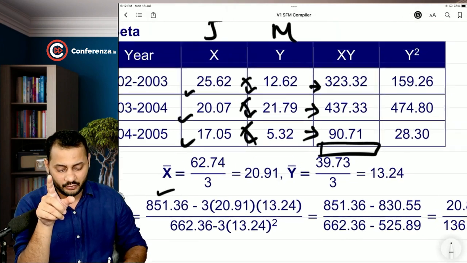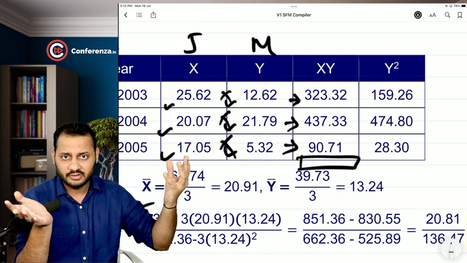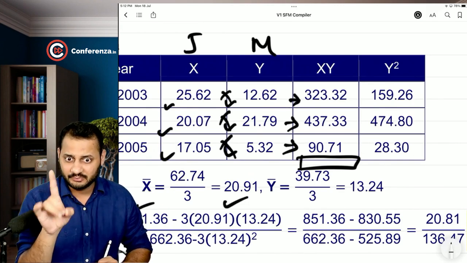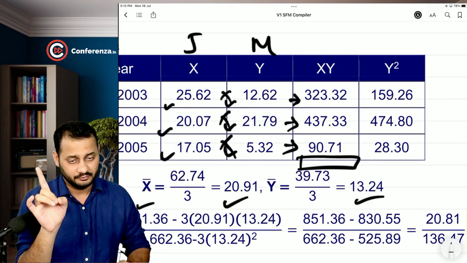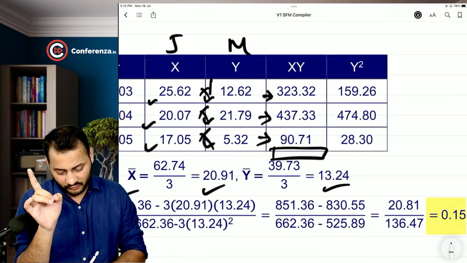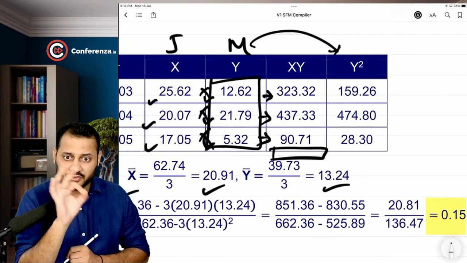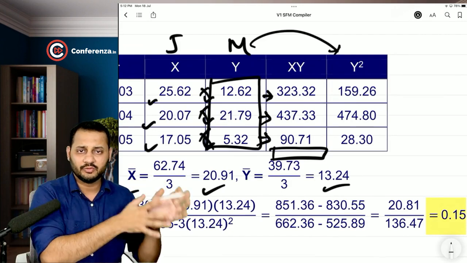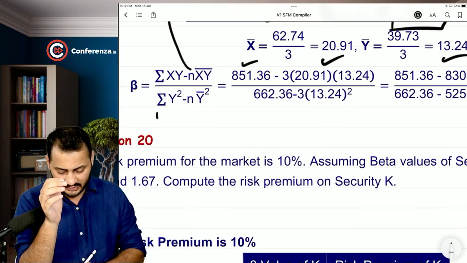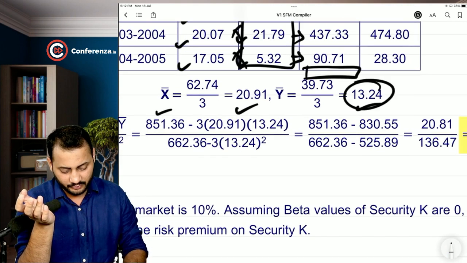Bar x, bar y. How to calculate the bar x? Since there is no probability, total all these 3 figures, and then you will get 20.91 as the bar x. Similarly for bar y, means the market, n bar x bar y. Then this column of y, you just have to square it to reach y square: 12.62 into 12.62, 159; 21.79 into 21.79, 474. In that manner you will get the y square and then total it. n bar y square: 3 into bar y 13.24, 3 into 13.24.